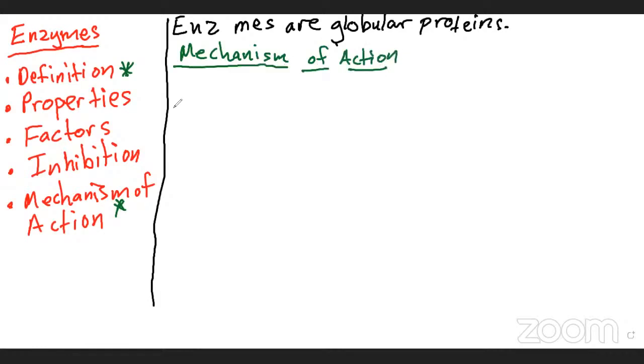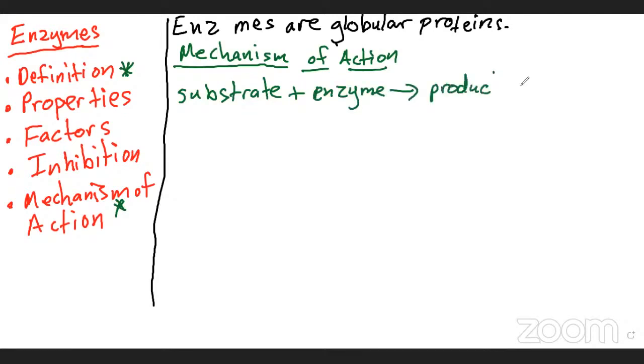So we know that the job of the enzyme is to convert a substrate into a product. And at the end of the reaction, of course, you will get back the enzyme. The two mechanisms that you should know are the lock and key mechanism and the induced fit hypothesis. So we're going to start with lock and key.